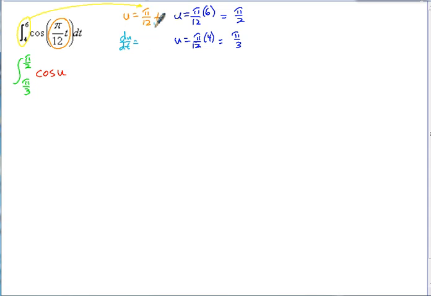Pi over 12 is just a constant. So just like the derivative of 3t would be 3, the derivative of pi over 12t is just pi over 12. And remember, when your derivative there is a fraction, probably the easiest way to solve simply for dt, so we can replace it, is to just cross multiply. So when you have a fraction equal to a fraction, we can say pi times dt equals 12 times du. And then to solve for dt, divide by the pi, so dt equals 12 du over pi. And we can substitute that in for dt right there.